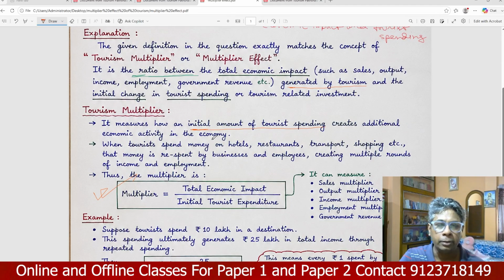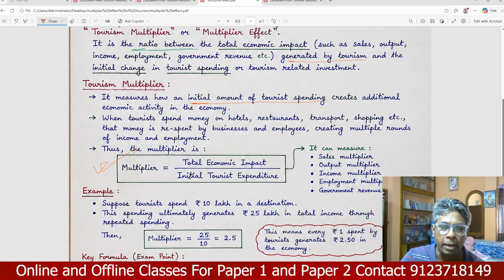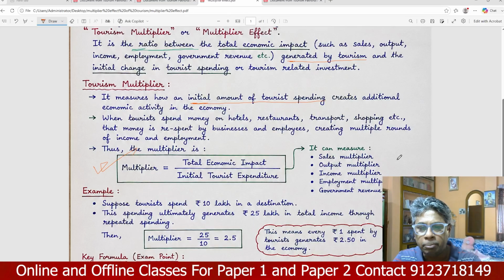The tourism multiplier measures how an initial amount of tourist spending creates additional economic activity in the economy. When tourists spend money on hotels, restaurants, transport and shopping, that money is spent by the business and employees, creating the multiplier. Thus, the multiplier effect formula is total economic impact divided by initial total expenditure. So the multiplier is the ratio between total economic impact and initial tourist expenditure. The multiplier can measure sales multiplier, output multiplier, income multiplier, employment multiplier and government revenue multiplier.